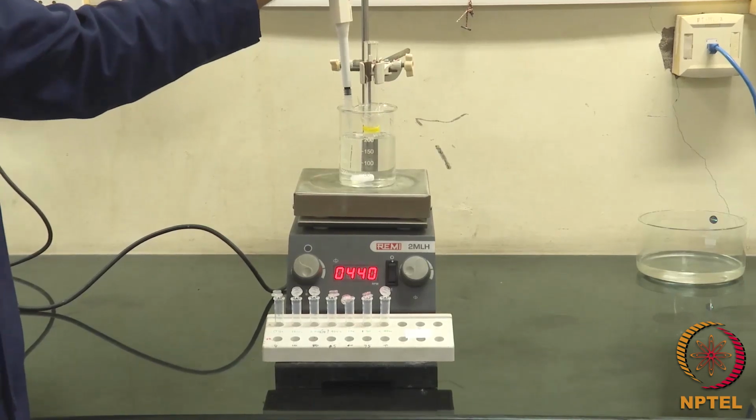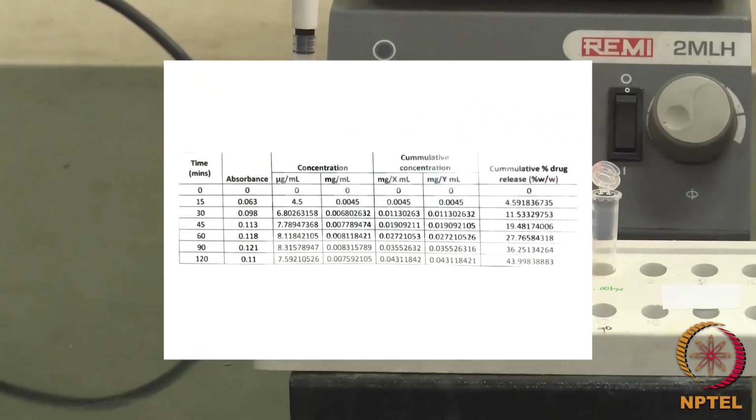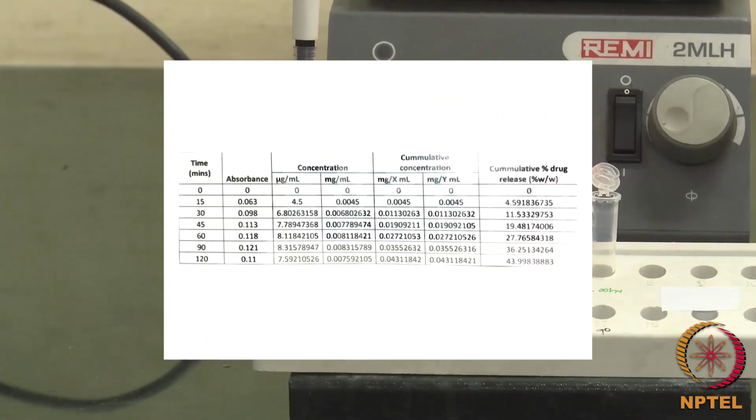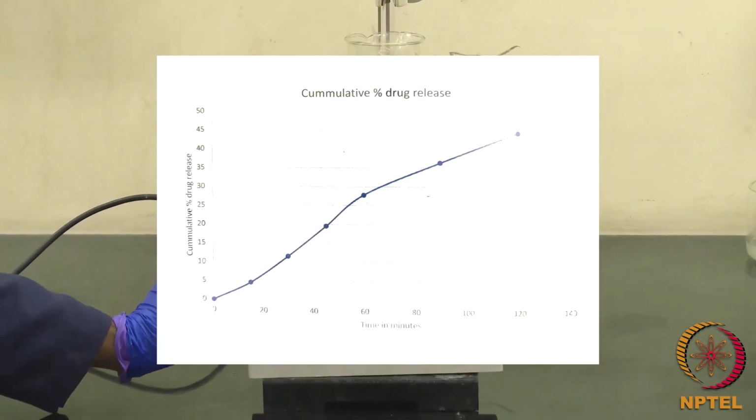The sample was withdrawn every 15 minutes for 1 hour, followed by every 30 minutes for a second hour. The absorbance of the sample was measured at 290 nanometers and the percentage drug release was calculated from the data.